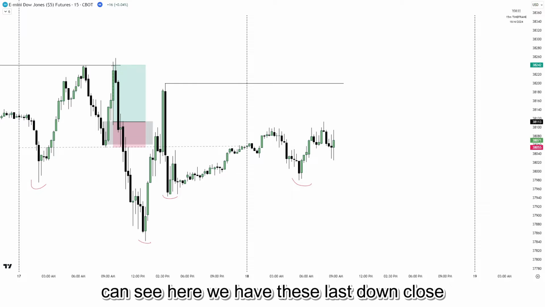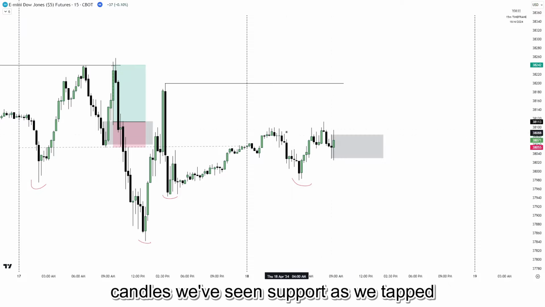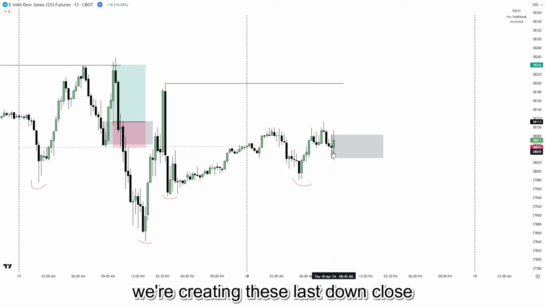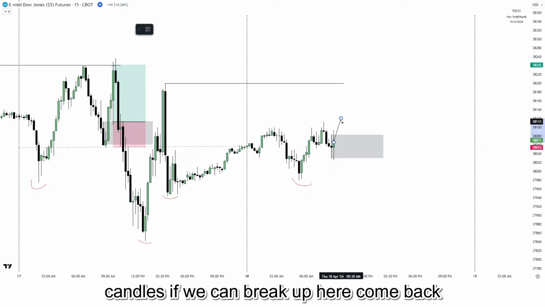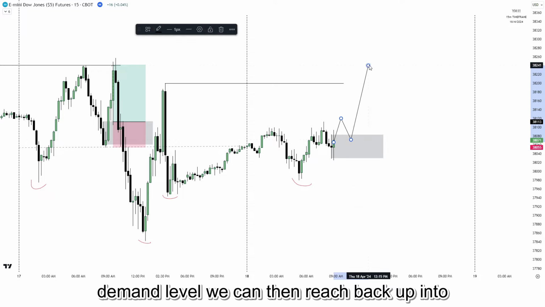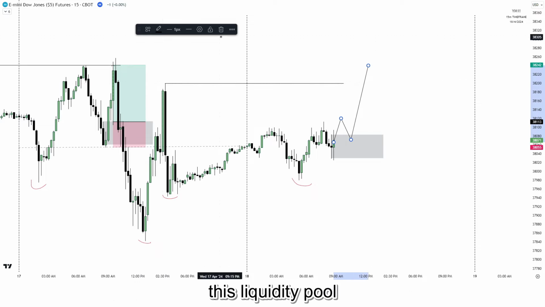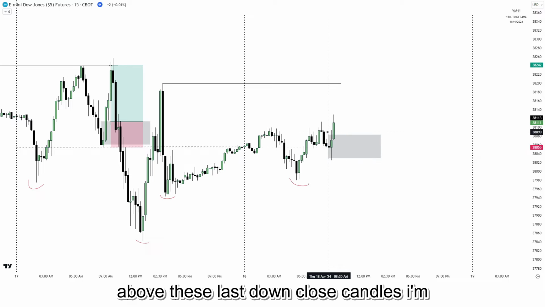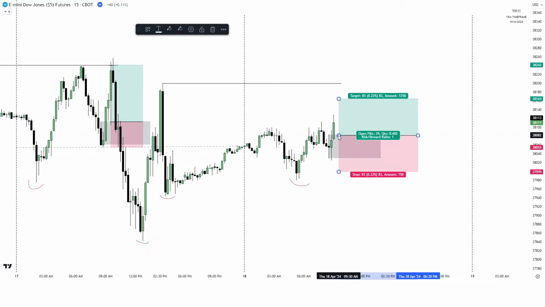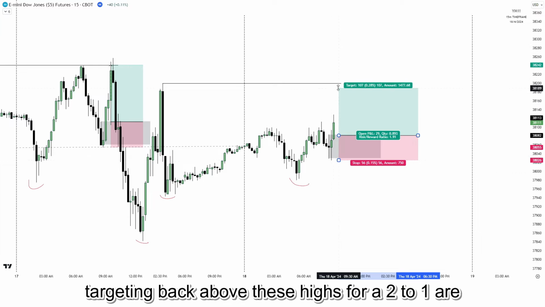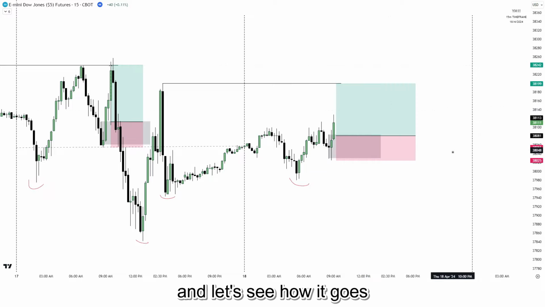And as we can see here, we have these last down close candles. We've seen support as we tapped into these last down close candles. Now we're creating these last down close candles. If we can break up here, come back into these last down close candles as a demand level, we can then reach back up into this liquidity pool. We see that push to the upside, breaking above these last down close candles. I'm going to put my RR tool just at the opening, stop loss down here below this low, targeting back above these highs for a 2-to-1. And let's see how it goes.